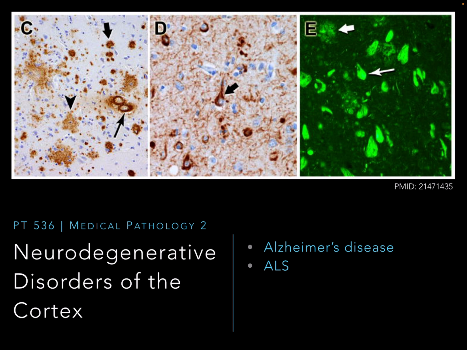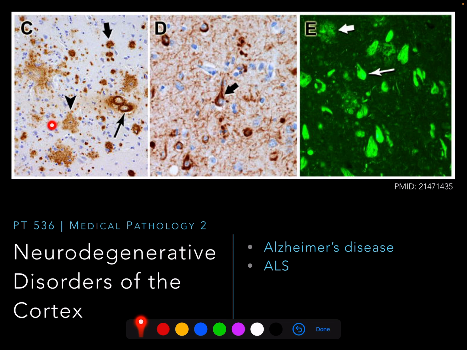Now, in Alzheimer's disease, what we'll see is a collection of both extracellular amyloid plaques, as well as intracellular neurofibrillary tangles. This is also showing us tangles and plaques just with fluorescence. In ALS, we see protein aggregates, but it's different proteins, and it's in different neurons. Now, ALS is going to step outside of the cortex and affect lower motor neurons in the brainstem and spinal cord as well.